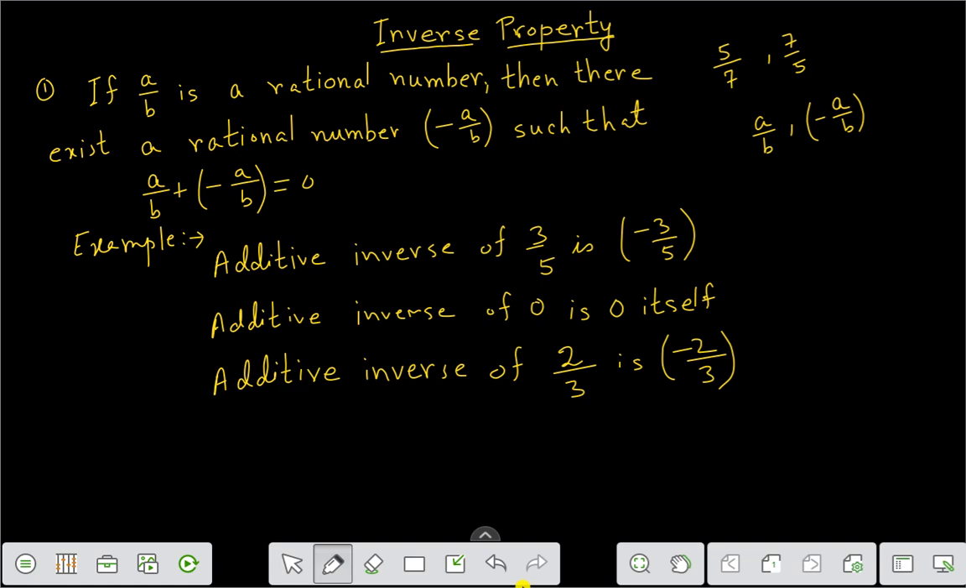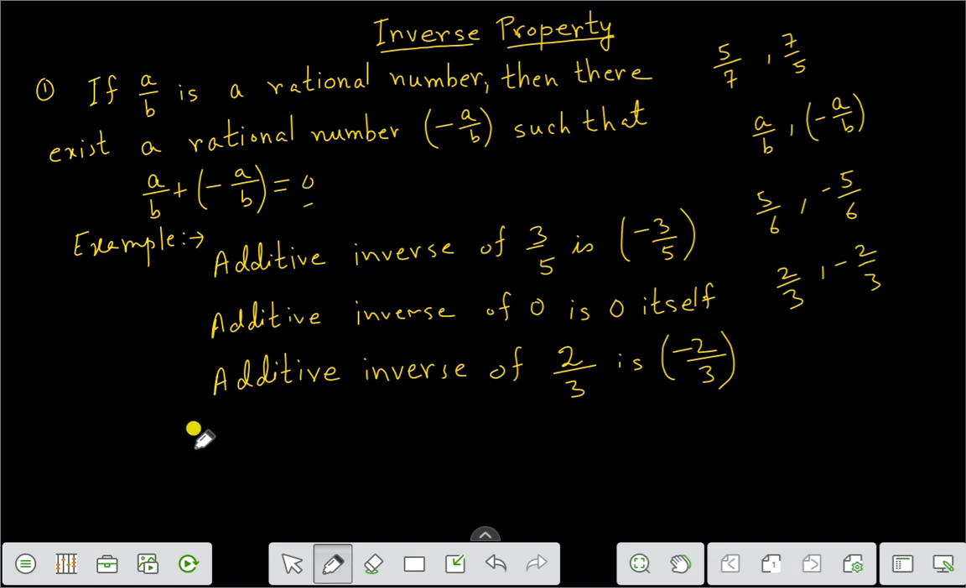The additive inverse is also known as the negative of that number. Suppose 5 by 6, the negative of 5 by 6 is minus 5 by 6. Or you can also say that the additive inverse of 5 by 6 is minus 5 by 6. If we take another example, 2 by 3, the additive inverse of 2 by 3 is minus 2 by 3, and if we add 2 by 3 plus minus 2 by 3, it always gives the result 0.